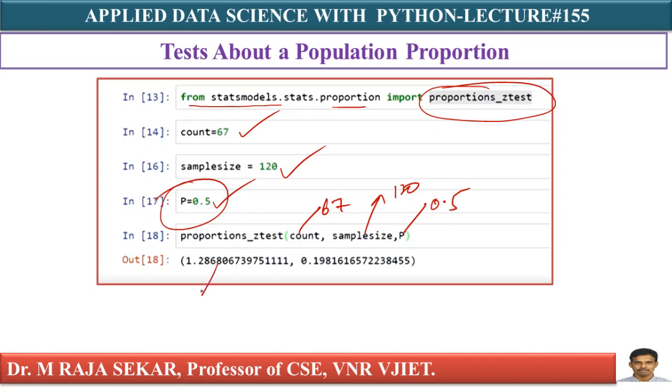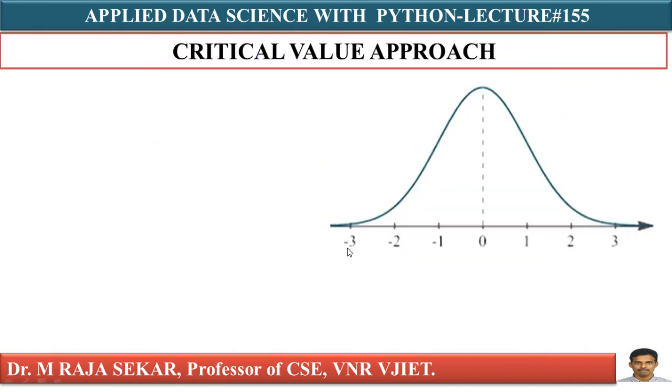It will give 1.28. What is this 1.28? This is the z value. I already calculated this one. This is actually the p value, I can say, but you must multiply this one with 2 so that you will get the p value. I already discussed how to calculate the p value. This is another way of calculating the p value.